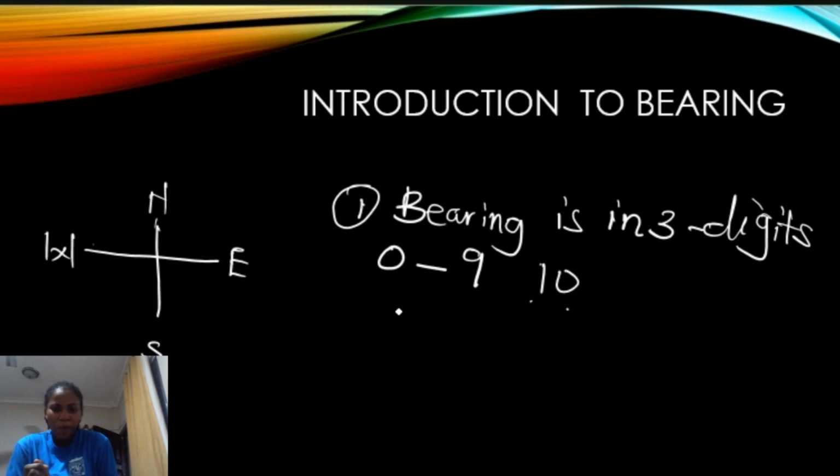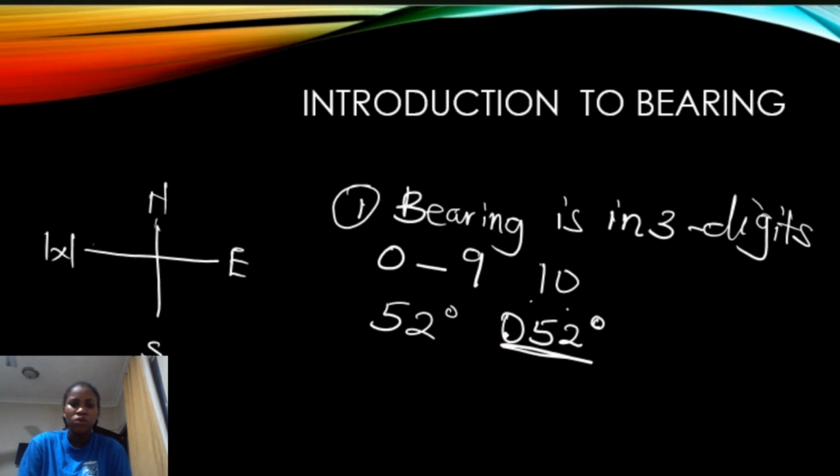So let's say we won't have something like 52 degrees. No. We rather have 052 degrees, and it's not mentioned as a whole, not as 52. It's rather mentioned as 052 degrees. Something like 180 degrees will also be read digit by digit, not as a whole number. So always, bearing has 3 digits, and this is how it's represented.